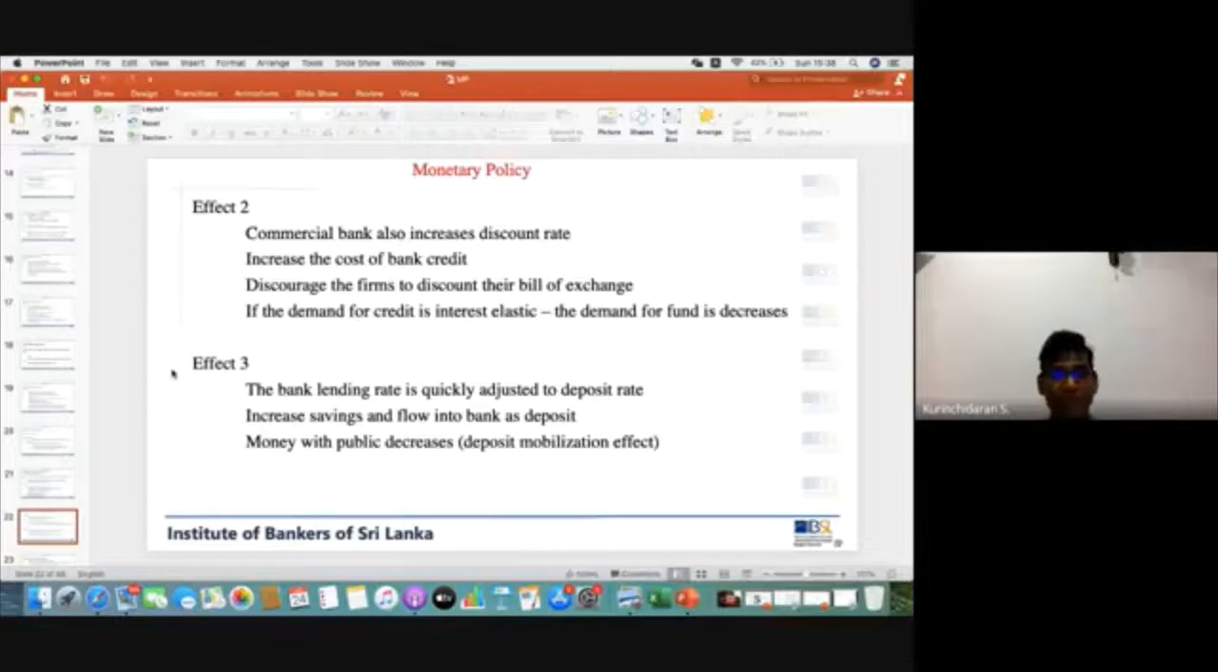And third, the bank lending rate is quickly adjusted to the deposit rate, right? What will happen? Savings increase and flow into banks as deposits. Now the interest rate increases, so banks increase the interest rate on deposits as well. So savings increase; when the deposit rates increase, definitely people save more, right? And keep it in the banking system. So ultimately, money with the public decreases. That is the deposit mobilization effect.